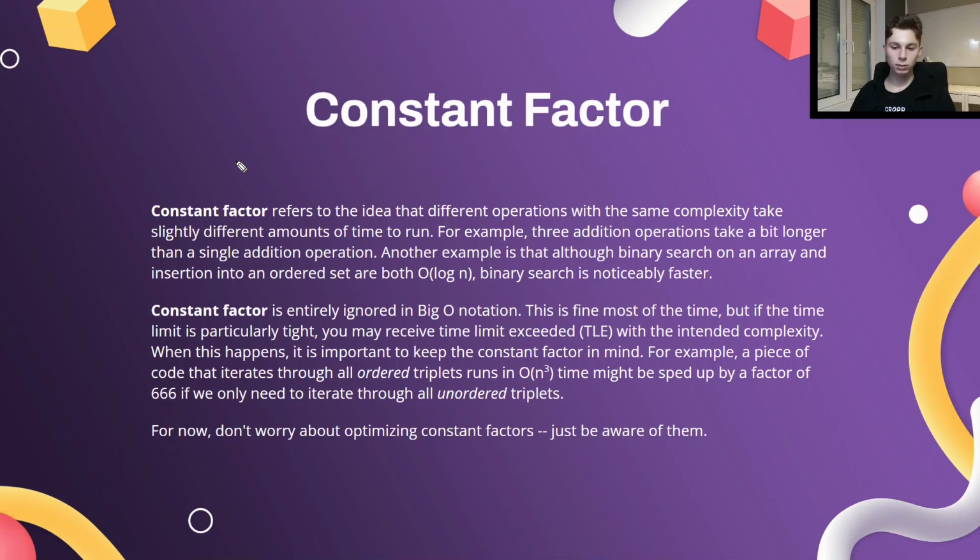This is fine most of the time, but if the time limit is particularly tight, you may receive time limit exceeded, otherwise called TLE, for the intended complexity. When this happens, it is important to keep constant factors in mind. For example, a piece of code that iterates through all ordered triplets in n to the power of 3 time might be sped up by a factor of 6 if we only need to iterate through all unordered triplets. For now, don't worry about optimizing constant factors, just be aware of them.